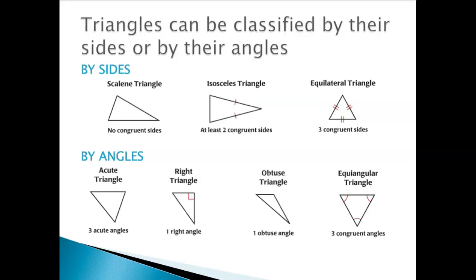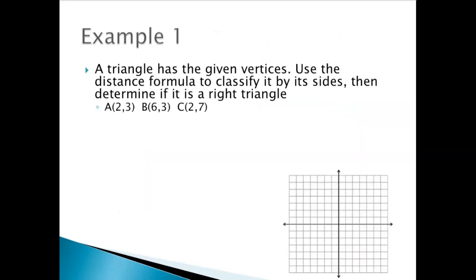Let's take a look at example 1. A triangle has the given vertices. Use the distance formula to classify it by its sides, then determine if it is a right triangle. Okay, so we have the vertex A is at (2, 3), B is at (6, 3), and C is at (2, 7). Now to classify it by its sides, we have to use the distance formula and find the side AB, the side BC, and the side AC. So let's go ahead and apply that distance formula to find each of those sides.